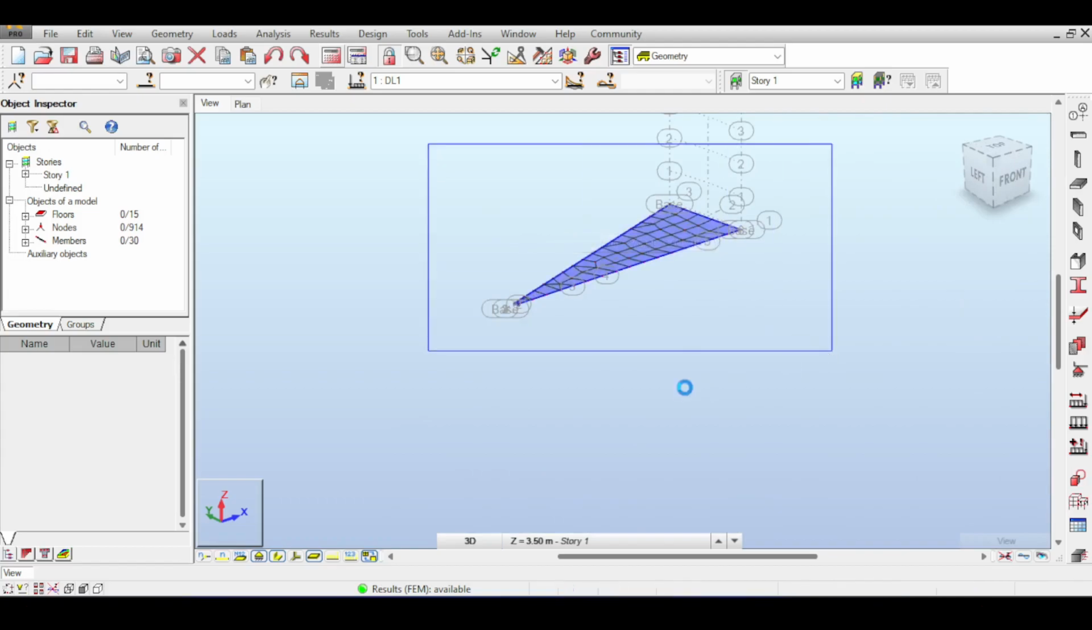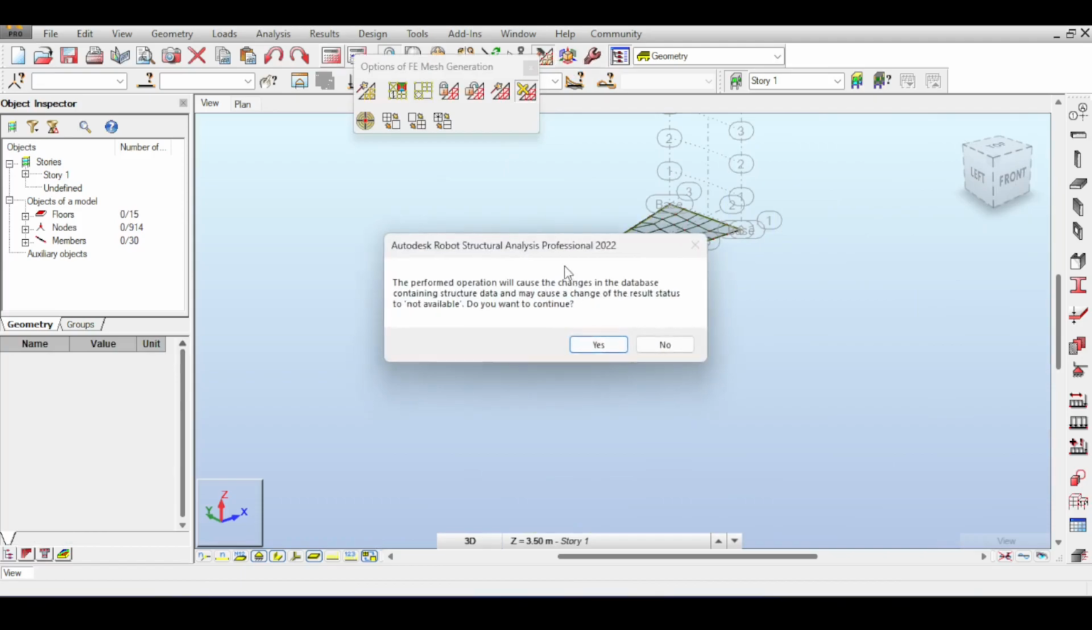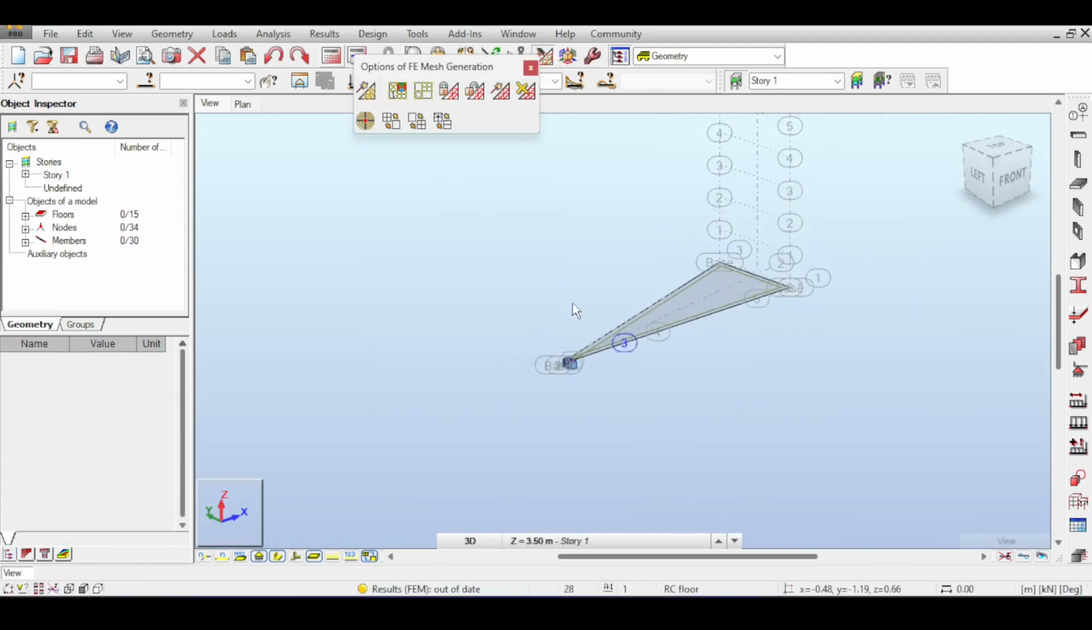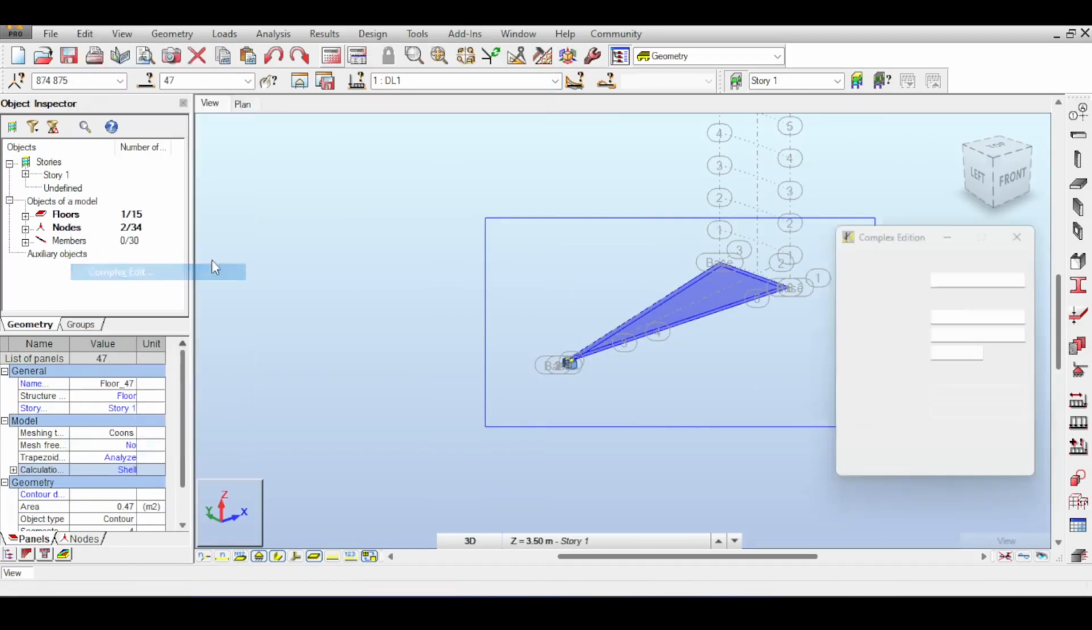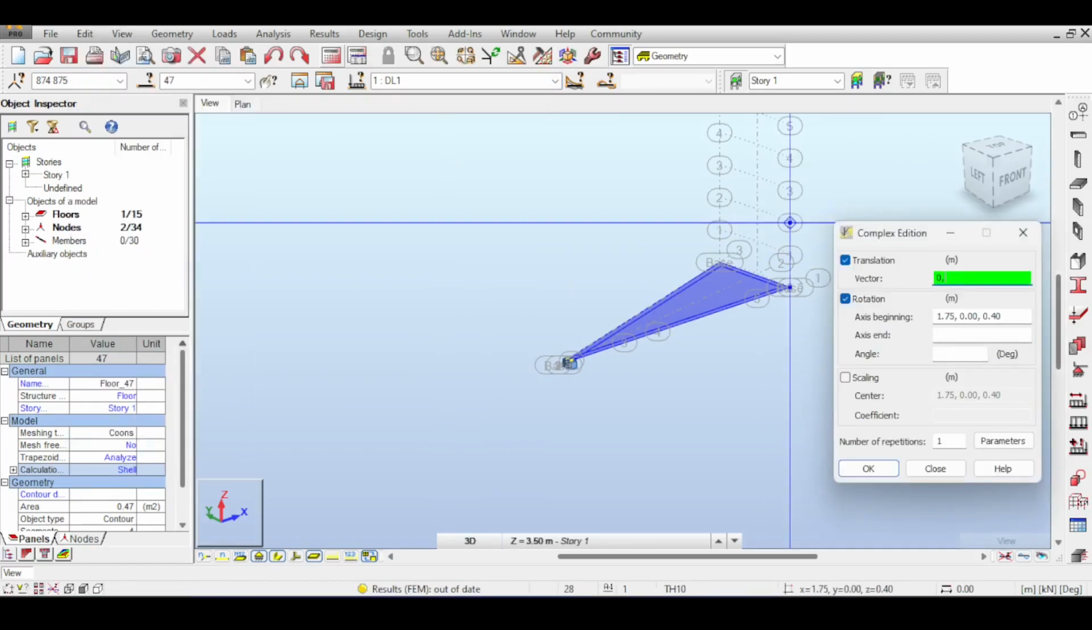So first of all, let's clear the mesh. And now let's select this. Let's close that. Edit, complex edit. A vector is 0, 0, 2. My axis is 0, 0, 1. Okay, fine. 0, 0, 1 and 0, 0, 2 still works. Angle is 18 degrees, and number of repetitions is going to be 15. This time it will work.